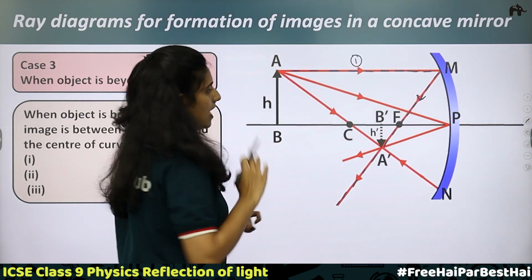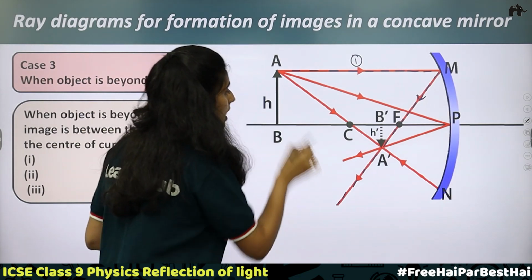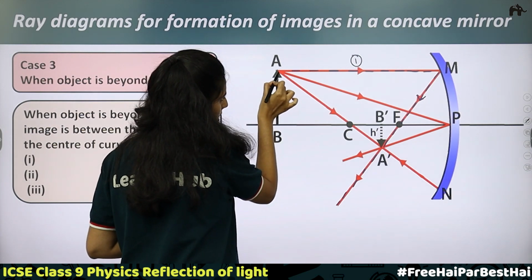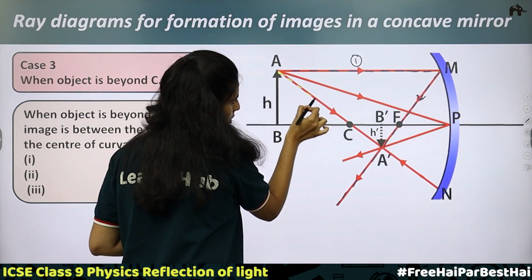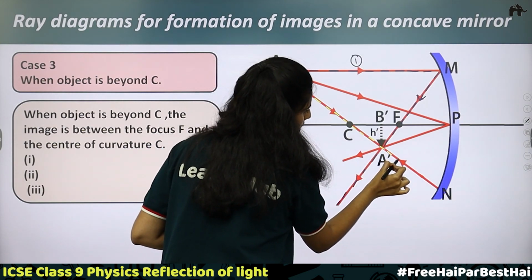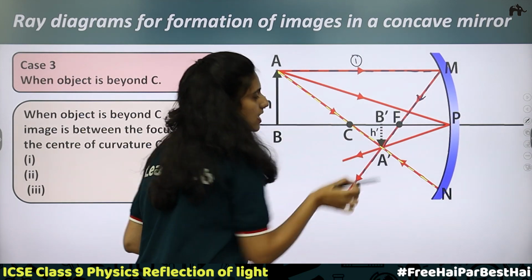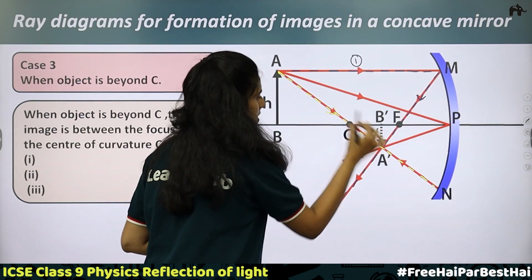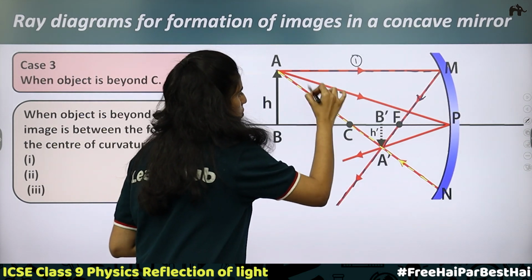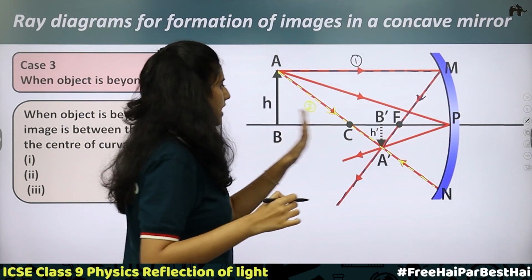Now, the second light ray that we are considering is the light ray which passes through the center of curvature. From the head of the object, you are considering a light ray that is passing through the center of curvature. We know that a light ray which is passing through the center of curvature, after reflection, will follow the same path. So, this is the incident ray, this is the reflected ray. Only these two are enough. If these two are there, you can find the image.